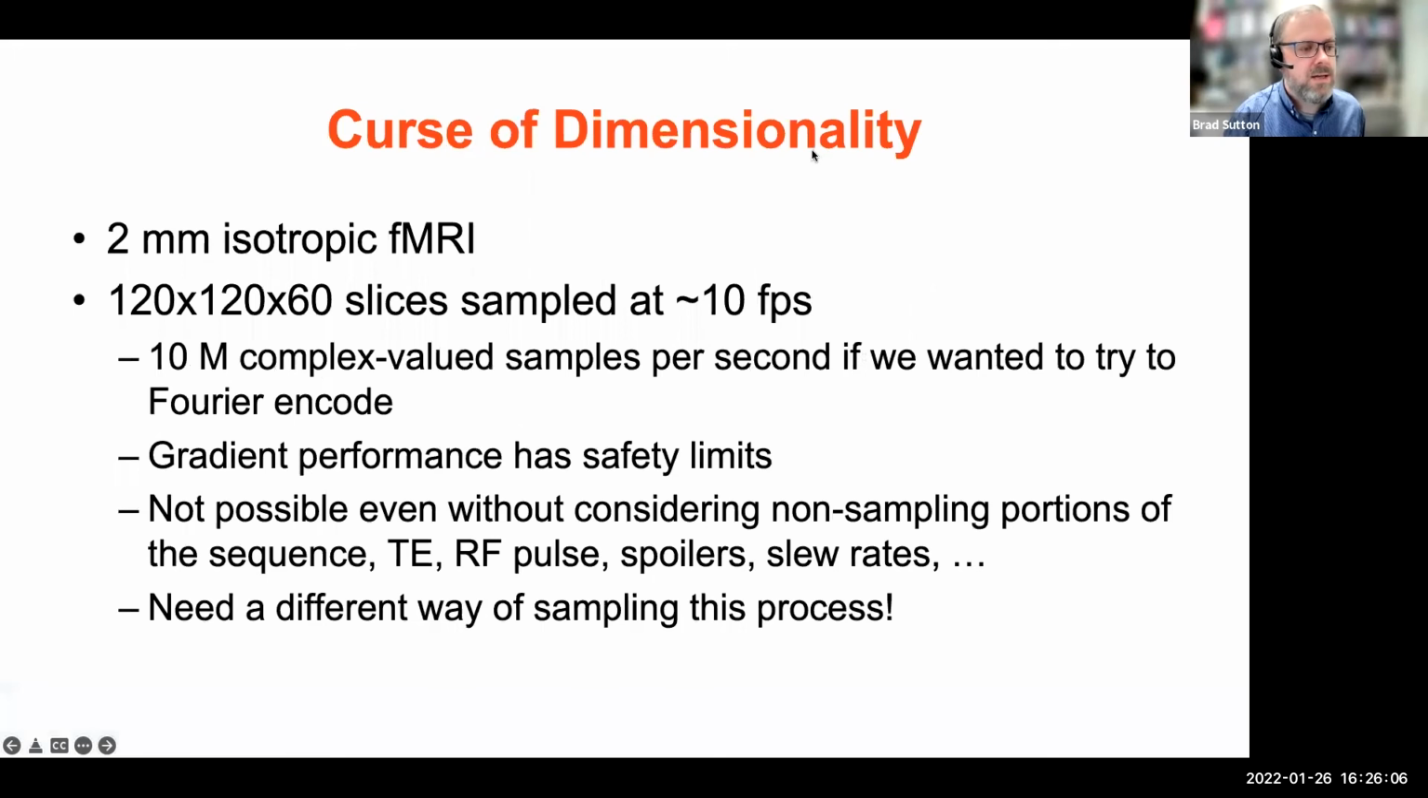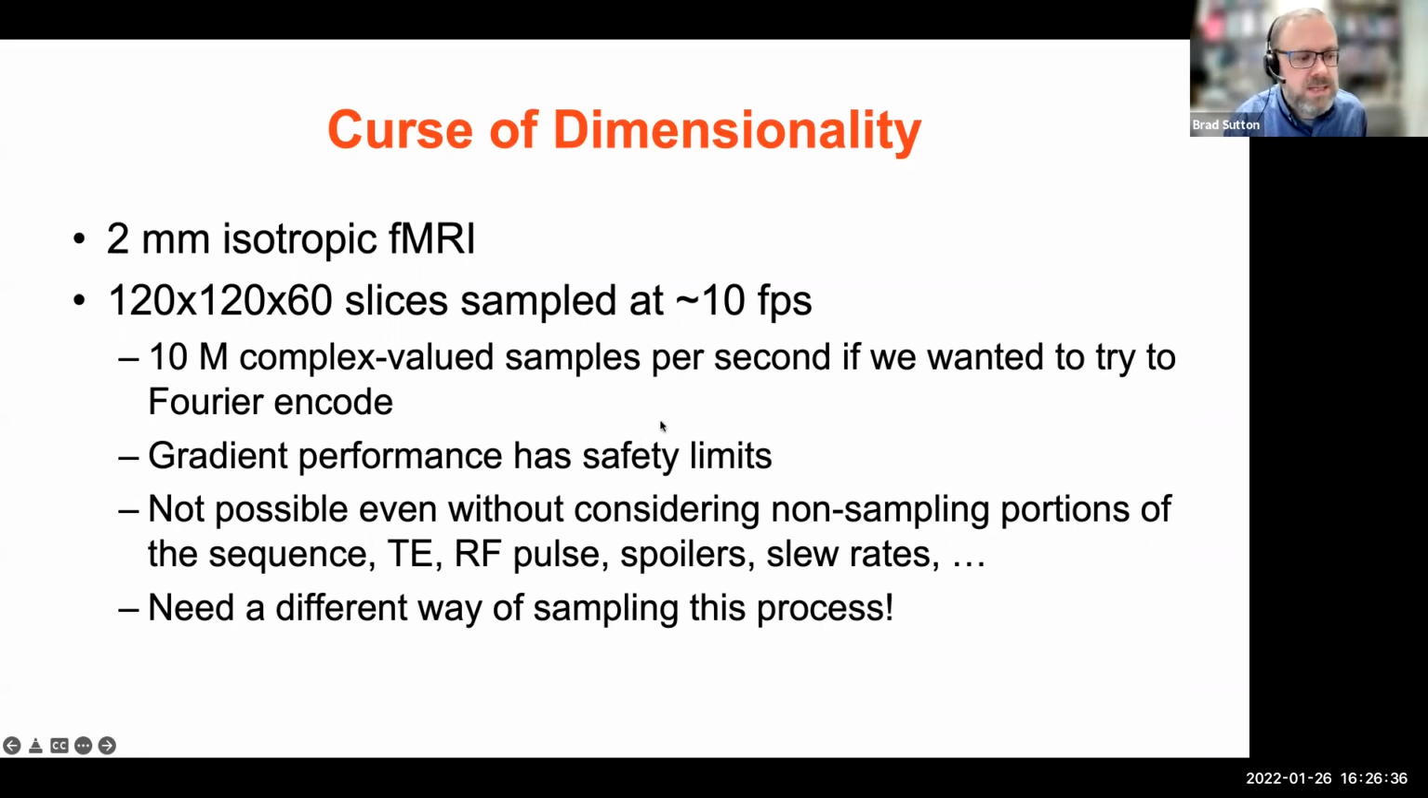So sampling this data is really difficult. We want 2 millimeter isotropic resolution. I'm not going to show you that today. I did acquire it, it's too big. I cannot even do it. I'll tell you about that at the end. But we would like to get 2 millimeter isotropic fMRI of the whole brain. That means a matrix size, so how many pixels we'll have, is 120 by 120 by 60 pixels going through the brain. We need those sampled very fast. And if we do that, we would have 10 million complex valued samples per second if we wanted to try to do this. And it turns out our scanners are not able to do this.